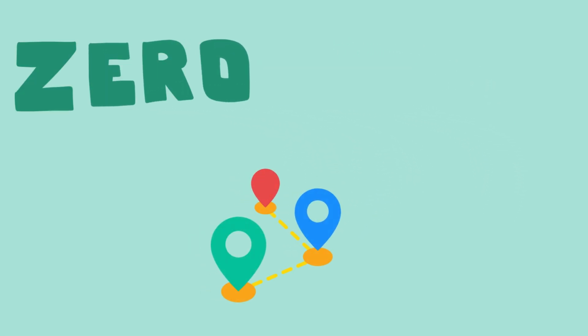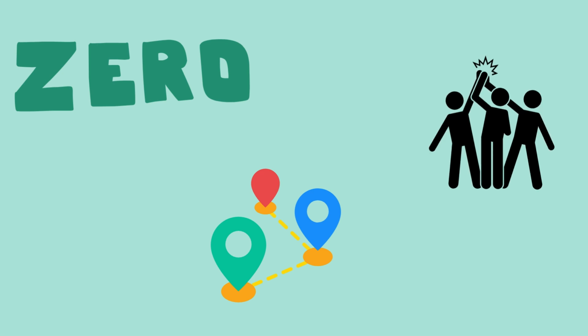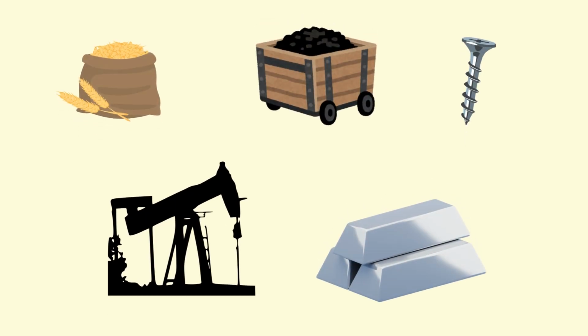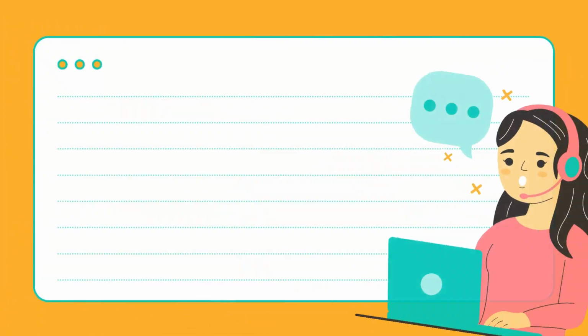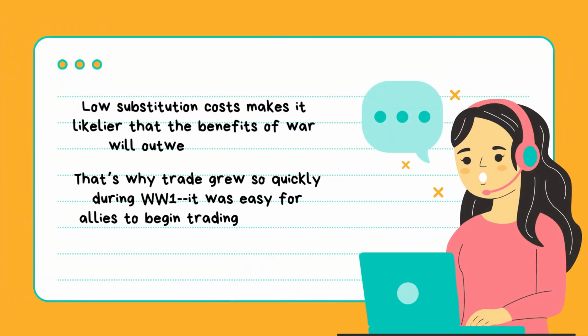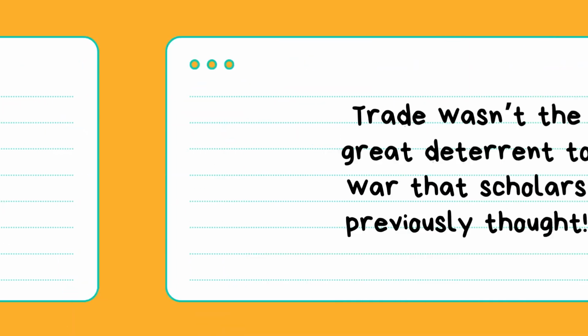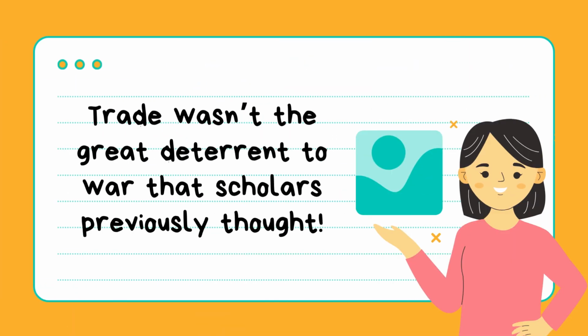Trade fell when the war broke out because exchange between warring states effectively went to zero at the start of the war, but countries were able to quickly reroute trade networks so that those within their alliance became their primary trading partners. This created some efficiency costs as countries had to purchase goods from alliance members instead of their former trading partners. But because tradable goods in 1913 were principally homogeneous, the efficiency costs incurred from substituting away from former trading partners was small. So, trade wasn't the great deterrent to war that scholars previously thought.